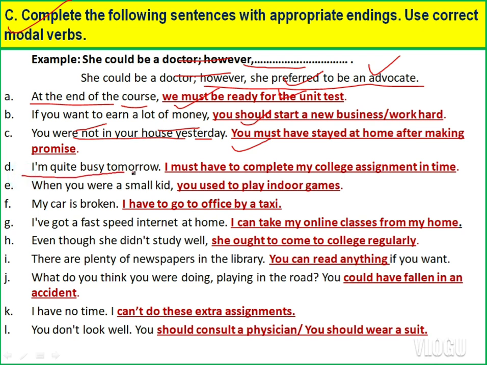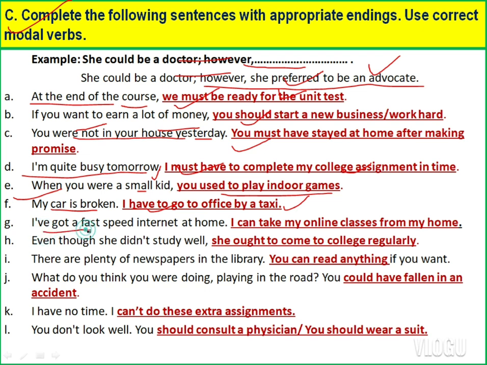I am quite busy tomorrow. I will be very busy tomorrow. I must have to complete my assignment in time. What must I do tomorrow? I must complete the assignment on time. When you were a small kid, you used to play indoor games. My car is broken. I have to go to office by a taxi or by bus or on foot.